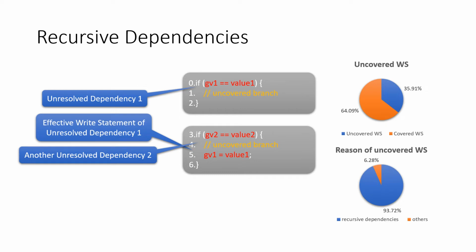Another challenge is recursive dependency. For example, the unresolved dependency at line 1. Its effective white statement is at line 5. However, in order to reach the effective white statement at line 5, we have to satisfy another unresolved dependency at line 3 first. About 35% of white statements are uncovered, and most of those uncovered white statements are recursive dependency.